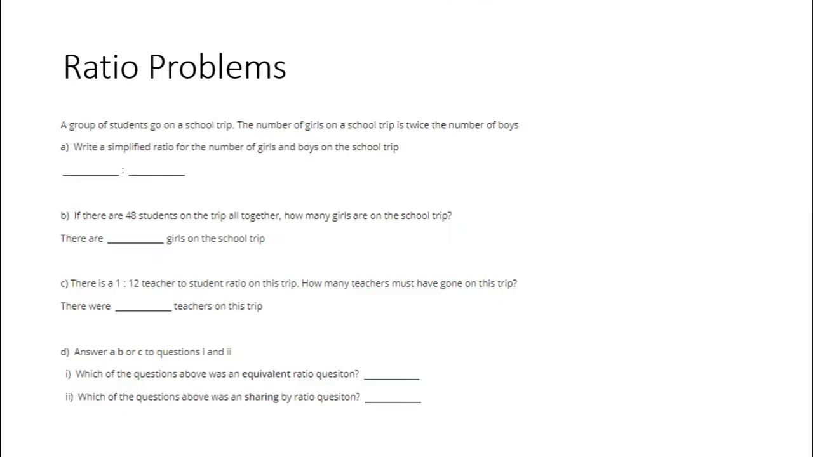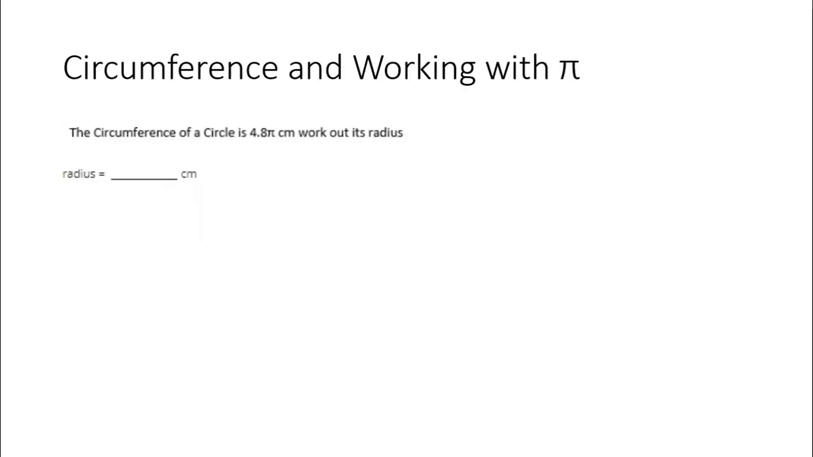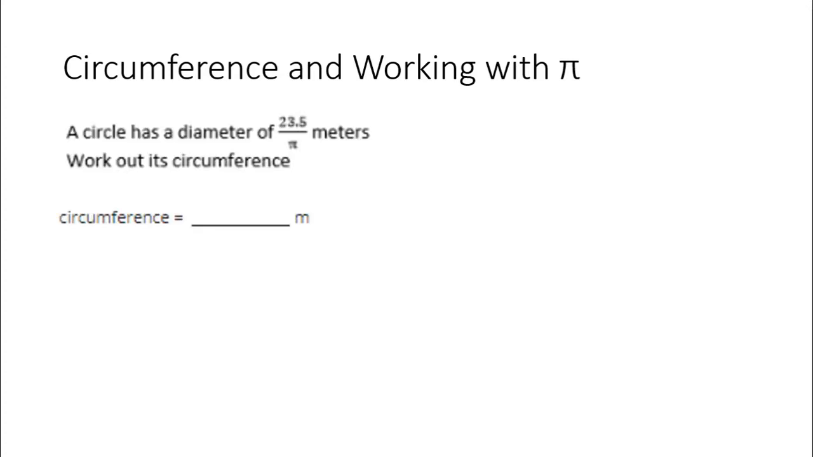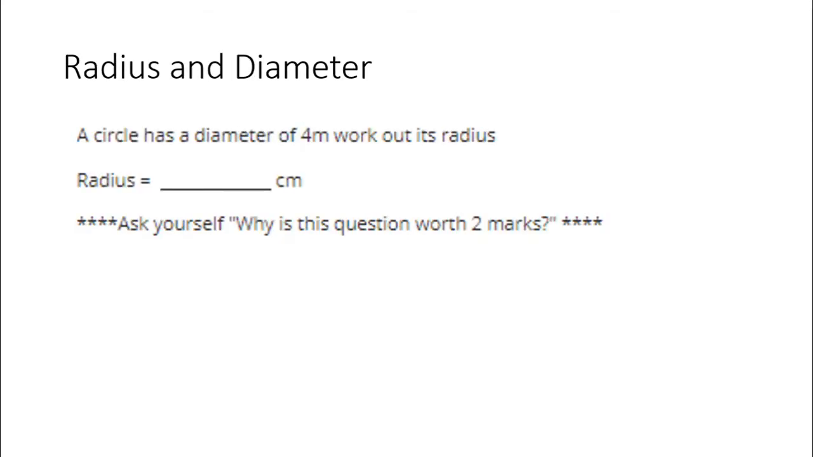Let's get started. So question 1 is a ratios question, different types of ratios questions, so read carefully. Question 2 is parts of a circle. Question 3 is circumference work, working with pi. Question 4 is also circumference questions, working with pi. Question 5, once again, circumference and working with pi.